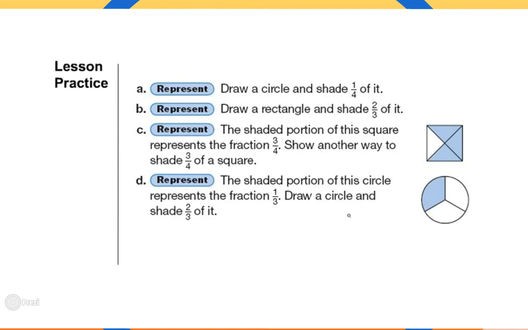And then in letter D, you're going to shade the portion of the circle that represents 1/3 of a fraction. Draw a circle and shade 2/3 of it. The shaded circle represents 1/3. Draw the same circle with the same cuts and show us what 2/3 looks like.